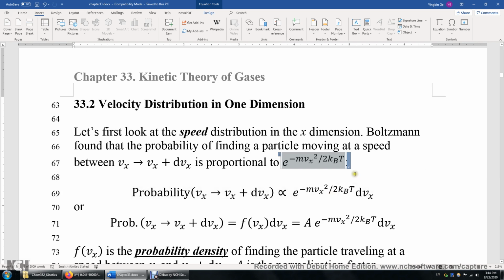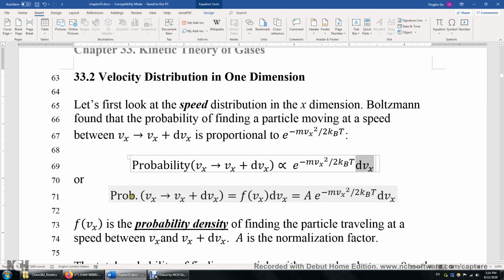And then we know this probability is proportional to this exponential function. And also, we have a range. The range is from Vx to Vx plus dVx. Therefore, we have to multiply this exponential function with the range of the speed, dVx. And then we can write it in the form of these two equations.